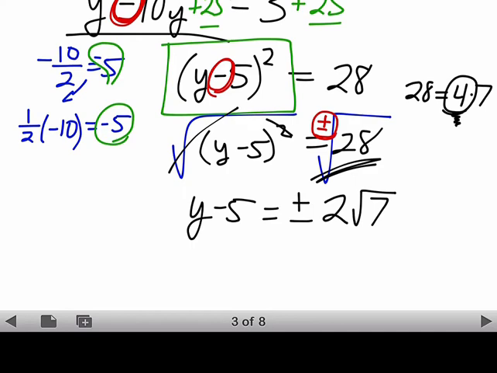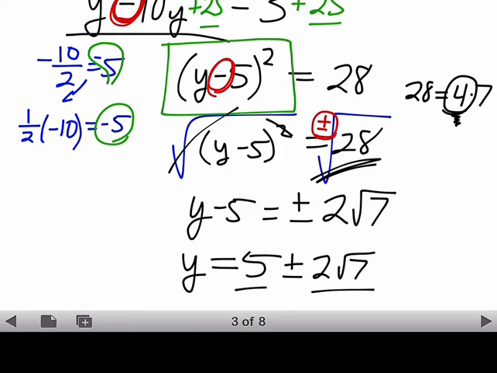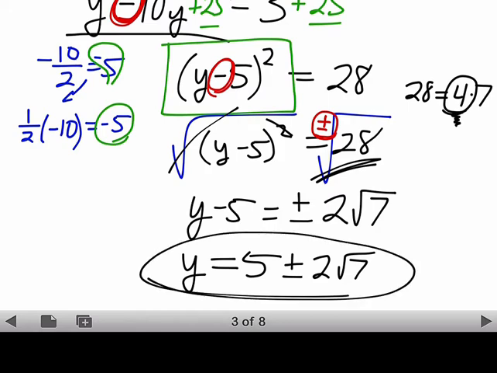Now we wanted to solve for y. Solve means get the variable all by itself, which I can achieve by adding 5 to both sides. I'll write that term first. This is conventionally how we write a solution like this. So I get y equals 5 plus or minus 2 times the square root of 7. And notice I don't have like terms, so I can't combine them or anything like that. Y equals 5 plus or minus 2 times the square root of 7 is how we're going to express the solutions to this equation. On to the next.